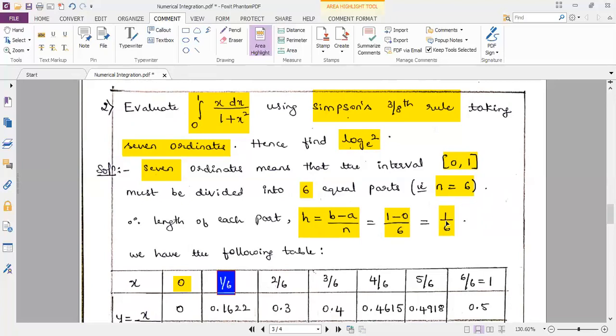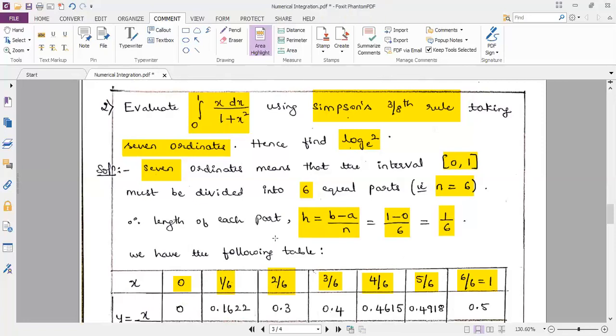1 by 6 plus h again gives us 2 by 6. 2 by 6 plus h, that is 1 by 6, gives us 3 by 6. 3 by 6 plus 1 by 6 is 4 by 6. 4 by 6 plus 1 by 6 gives us 5 divided by 6. And lastly, 5 divided by 6 plus 1 by 6 gives us 6 divided by 6, which is equal to 1, which in turn is nothing but the upper limit. So we always start the values of x from the lower limit. In steps of h, we move ahead until we obtain the upper limit.